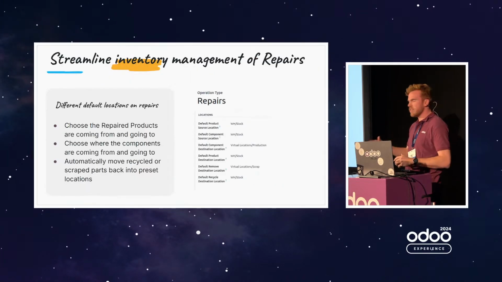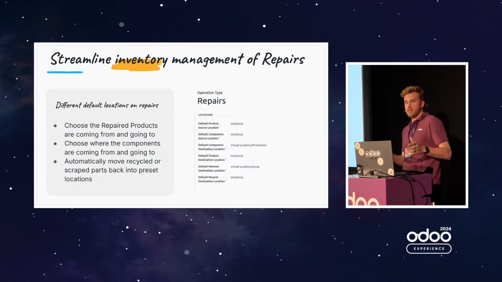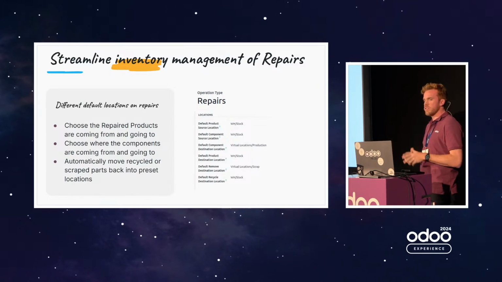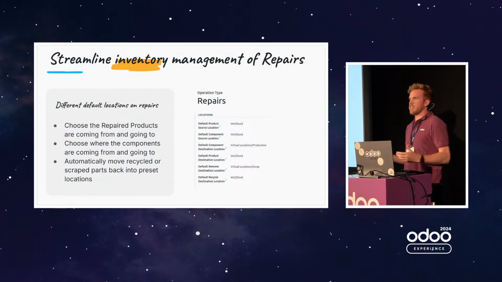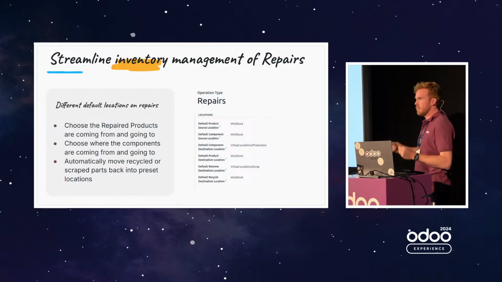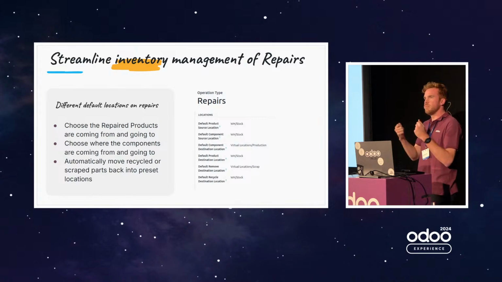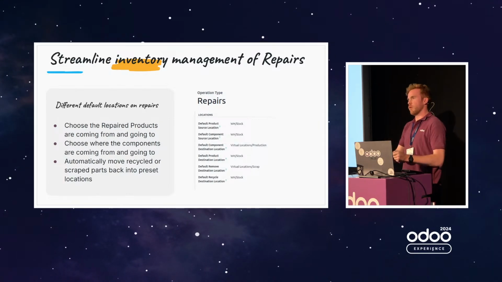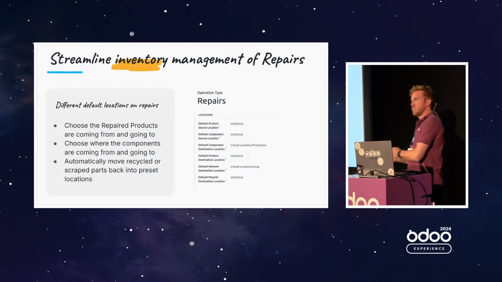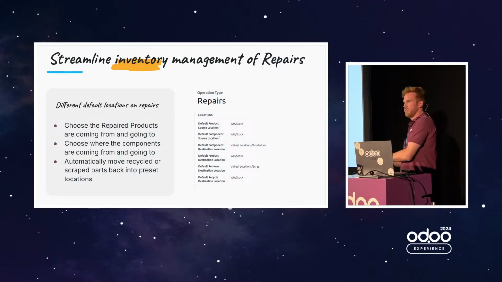Finally, we've streamlined the inventory management of repairs. How, you ask? Well, now we can set different default locations on repairs. This might not sound that impressive, but this is something that people have been asking for a long time. So what does this mean concretely? We can now choose where our repaired products are coming from and going to by default, and we can choose where our components are coming from and going to by default.